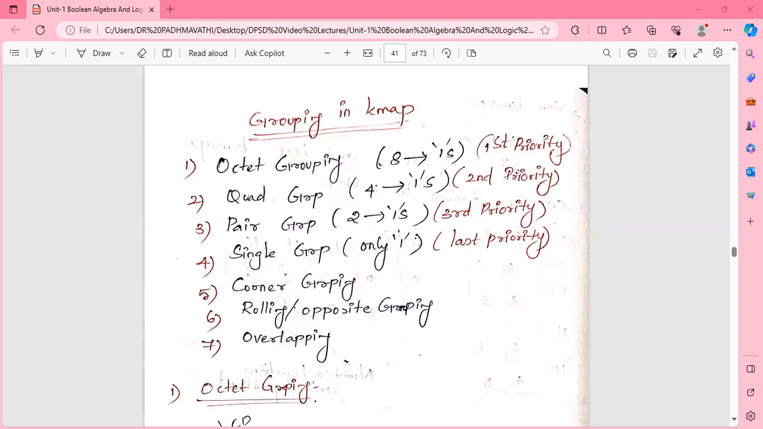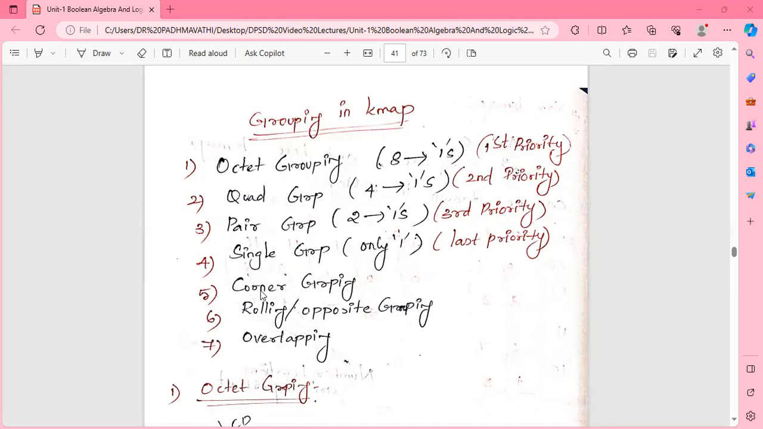Octet grouping and quad grouping are used only in the case of a 4 variable K-map. If it is a 3 variable K-map, then go for quad grouping. Pair grouping is given the third priority, and then single grouping. Single grouping means if it is not at all possible to group the min terms with octet, quad or pair grouping, then we go for single grouping.